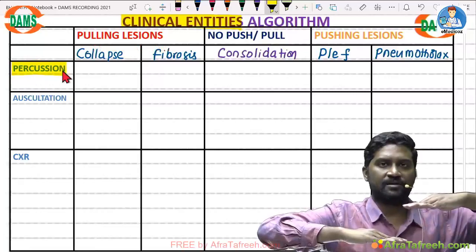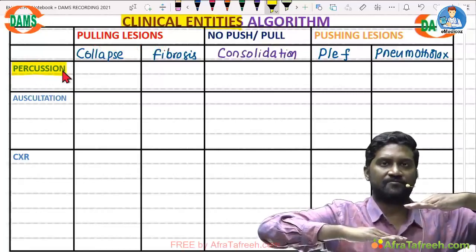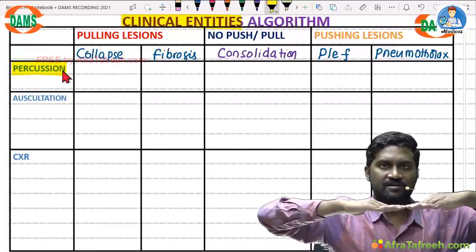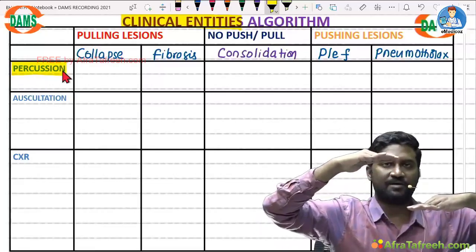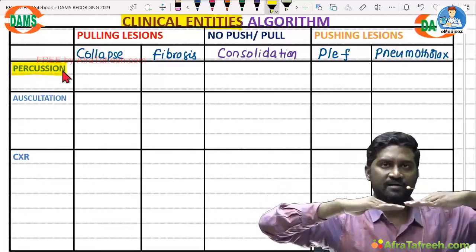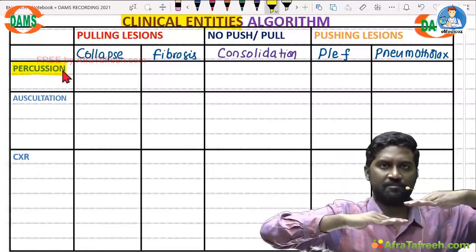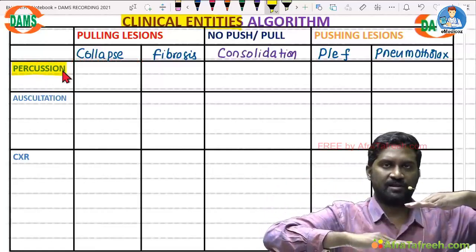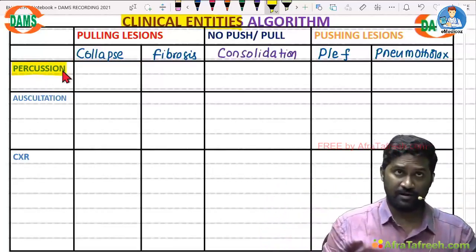So stony dull note indicates presence of fluid within the pleural space. If this is normal lung resonance, anything more than that is hyper resonant or tympanic. Slightly less is impaired. Still less, dull. Maximum dullness is called a stony dull note.